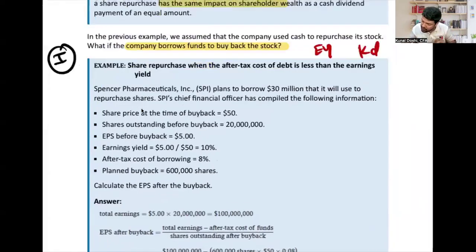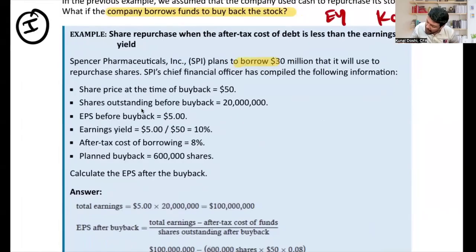So let us see what the earnings yield is. The company plans to borrow 30 million. Share price at the time of buyback was 50. Outstanding shares were 20 million. EPS before buyback was 5. The earnings yield they have given was 10 percent and the after-tax cost of debt was 8. Guys, my earnings yield was 10 percent and the after-tax cost of debt was 8.